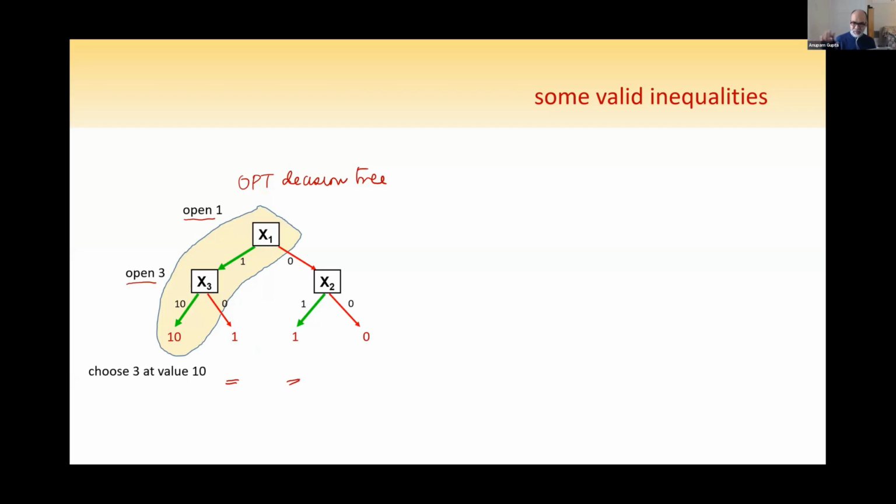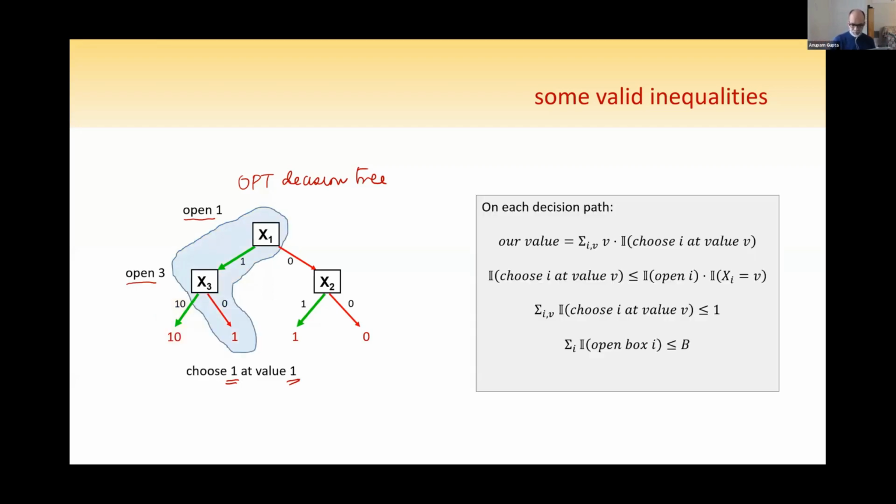Does this make sense? This is a very simple idea, right? Okay, good. So here are some constraints I can write down on every decision path.